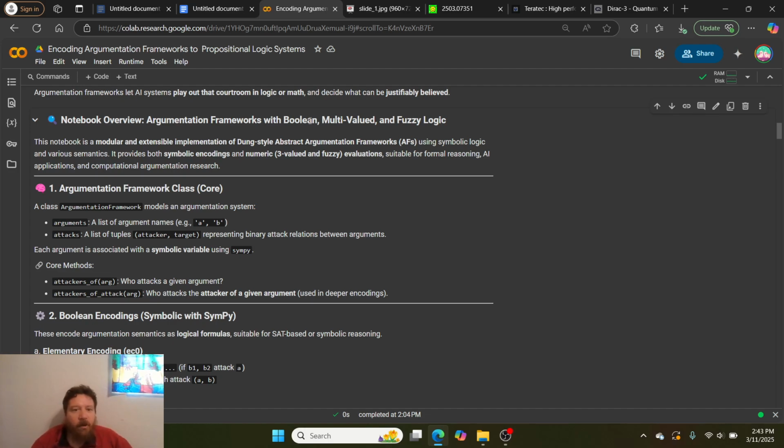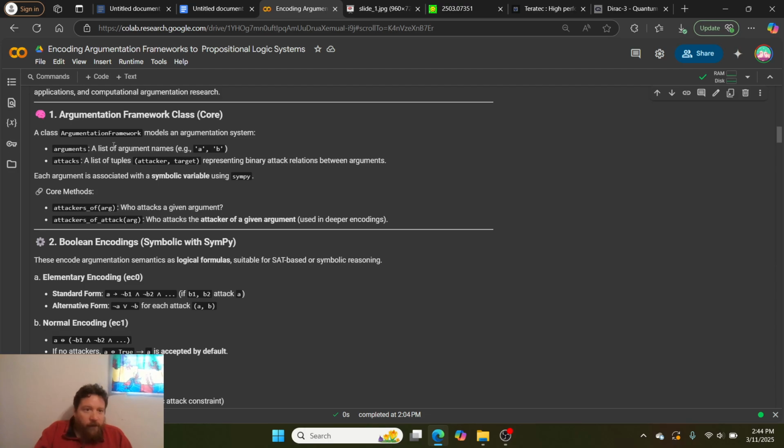This notebook creates a Dung-style abstract argumentation framework, but then they advance it, utilizing symbolic logic around various semantics. They introduce two concepts within the paper. The first is symbolic encodings, and then numeric, so three-valued equations and fuzzy evaluations, which we'll get into both of these. So within the argumentation framework, we have a class of argumentation framework, and then the models are argumentations as a system. That's the simplest way I can break this down, and it's really cool.